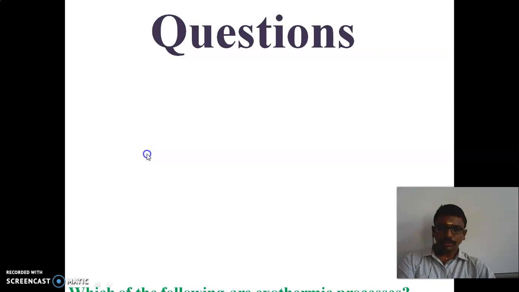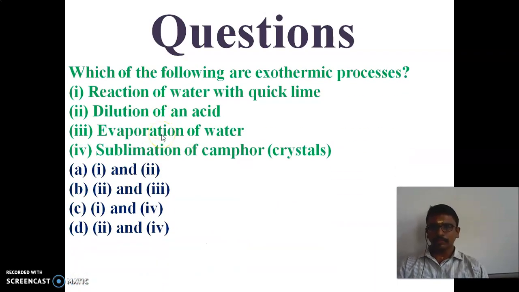The first question is, which of the following are exothermic process? The first one is reaction of water with quicklime. So what is quicklime, children? Yes, it's calcium oxide. So when we add water, in that what will happen?